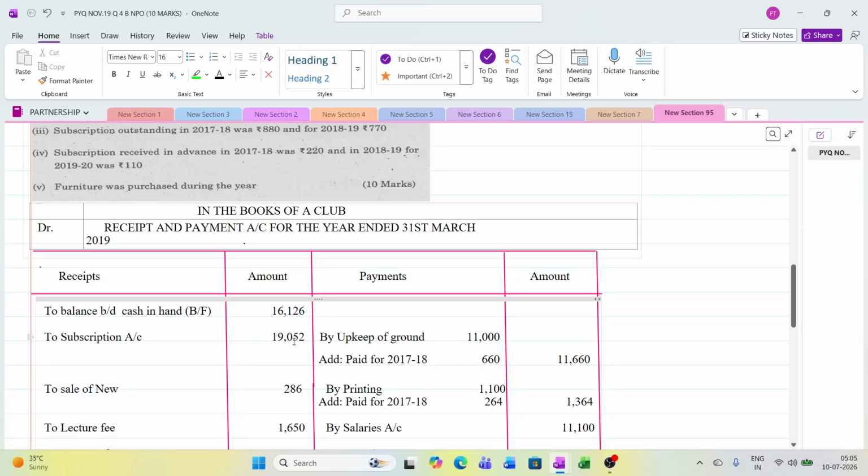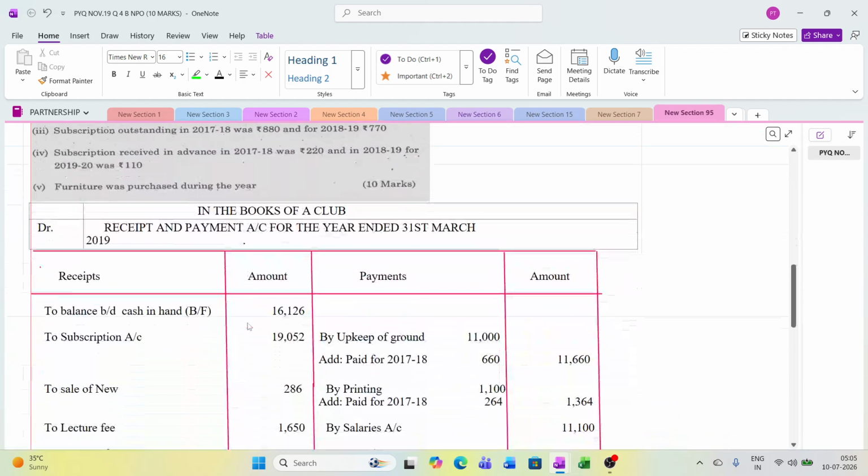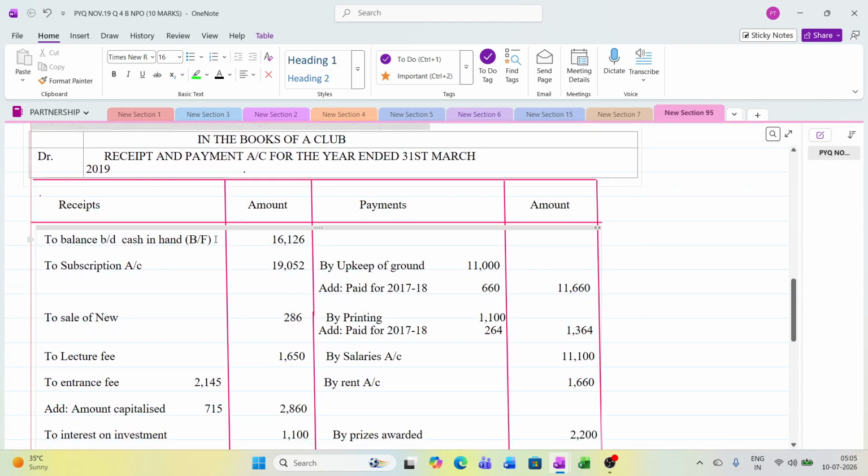You forget these two now, right now. Okay, 286. Second item, you go item by item. Lecture fees 1650. No adjustment given. So just write it as 1650.